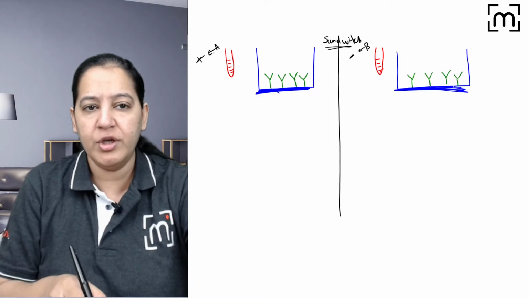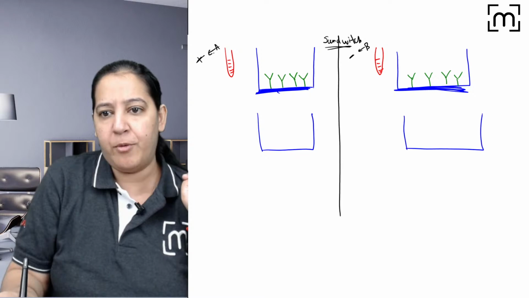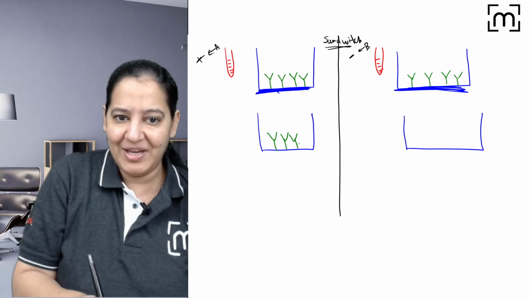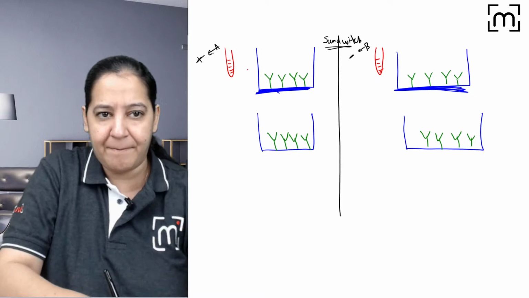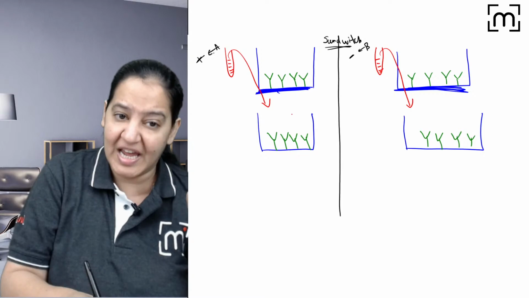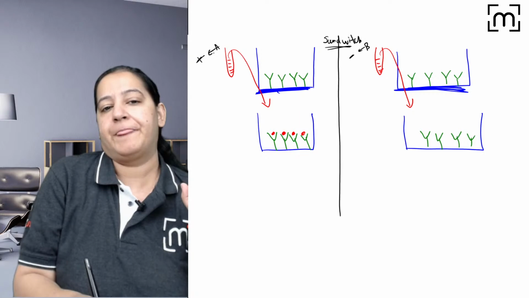Let me draw two wells again. So in step number two, I am putting the patient sample in both of them. You have to understand it, right? So here we have patient A, and here we have patient B. I am applying the patient sample here also. But patient A is positive, so antigen is present. That antigen will bind with the antibody, because the antigen is present and the patient is actually positive.